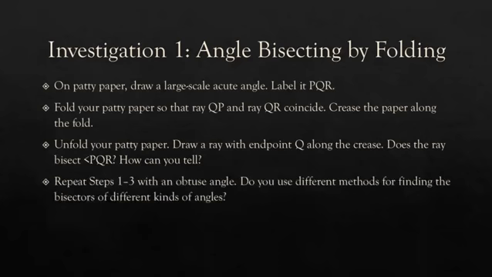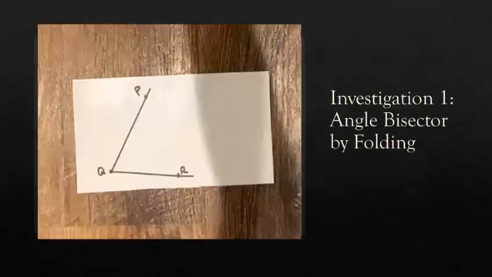Repeat these steps again with an obtuse angle. Do you use different methods for finding the bisectors of different kinds of angles, or was it all the same? How did you know that your ray bisected the angle? Did you measure it? Make sure that you try this investigation on your own before watching the video.